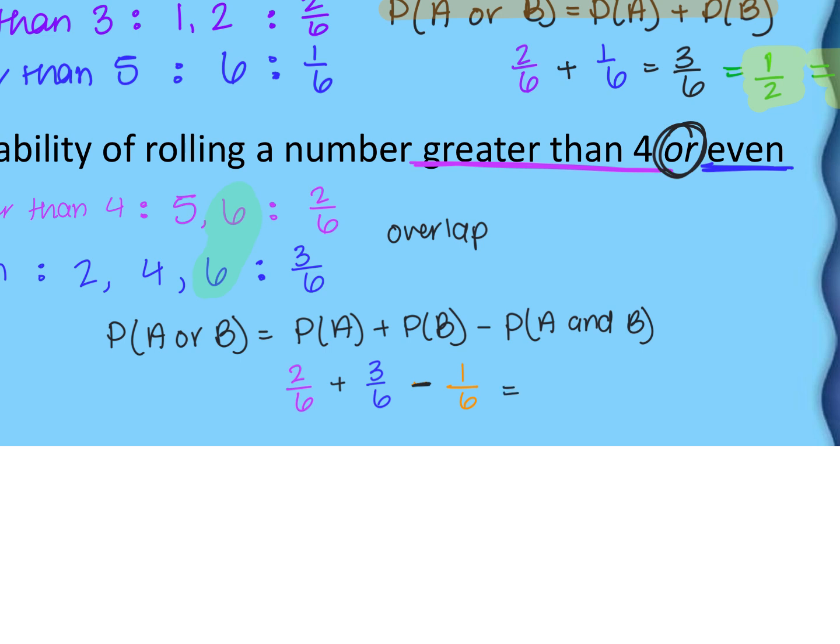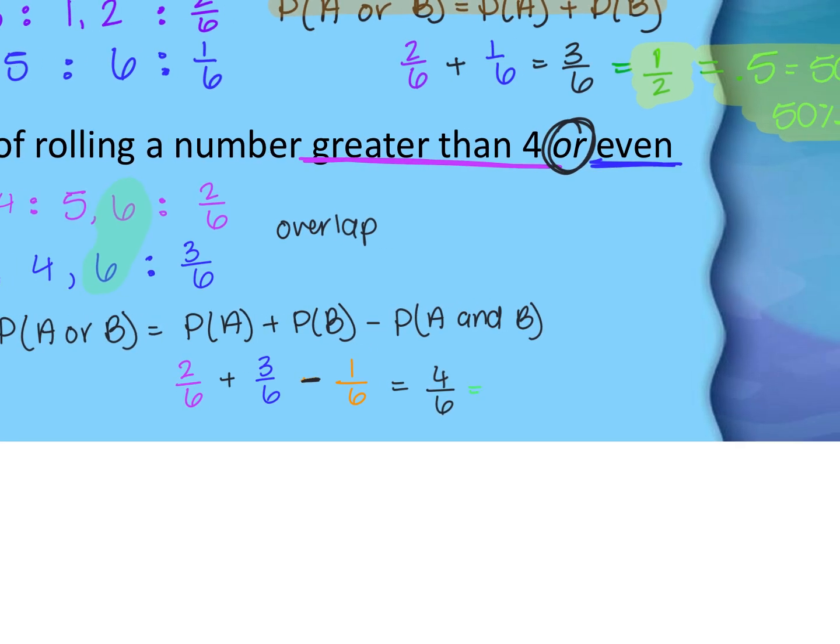So solving them, I'm going to get 4/6. Now I can go ahead and simplify. Simplifying these, if I were to simplify correctly, I'm going to end up with 2/3.